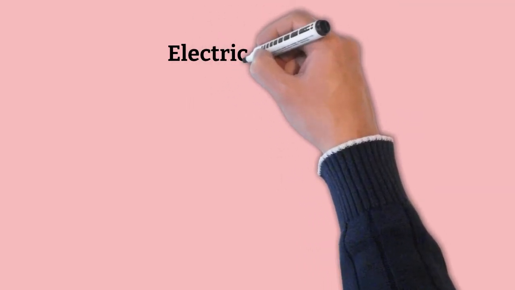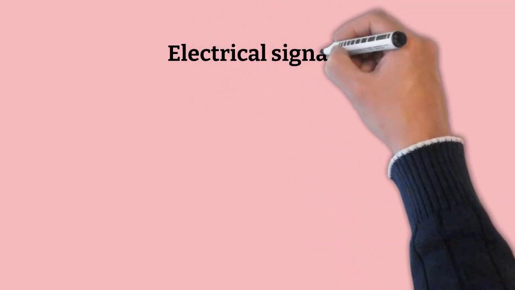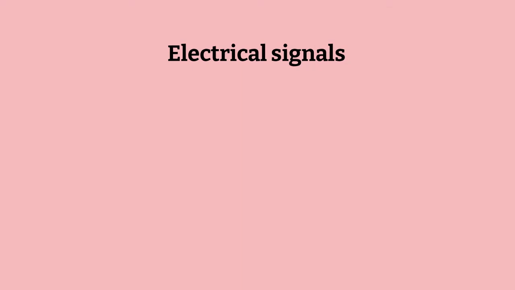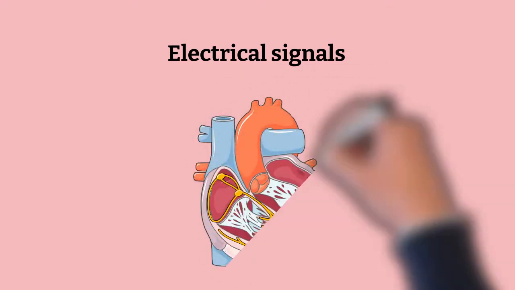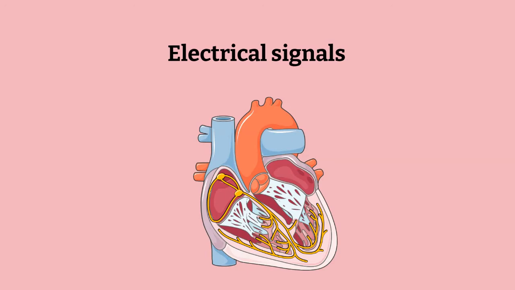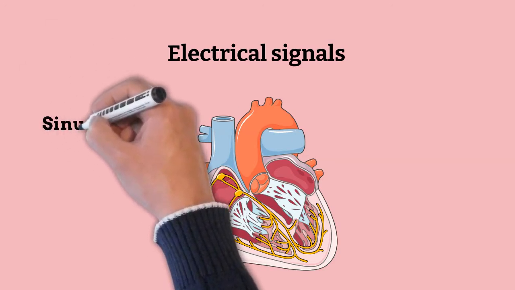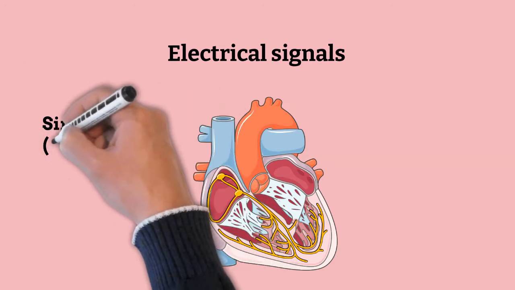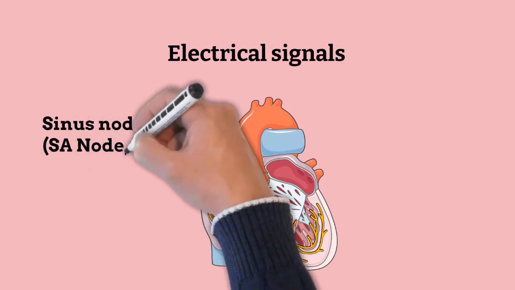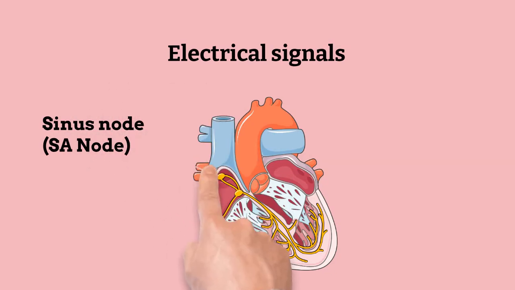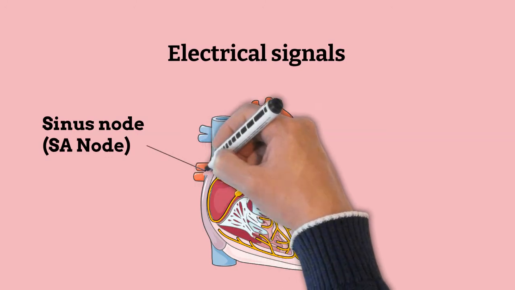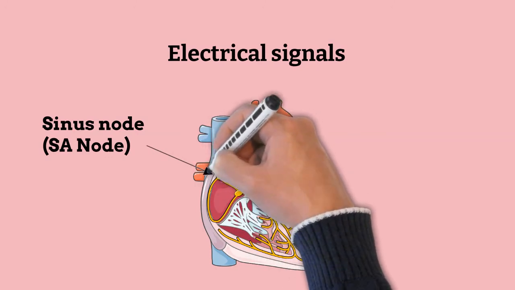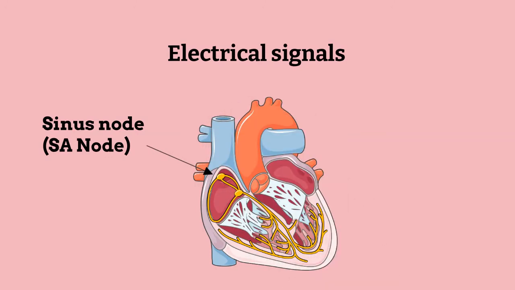How are the heartbeats controlled by a system of electrical signals in the heart? The sinus node, or sinoatrial node, is a small area of tissue in the wall of the right atrium. It sends out an electrical signal to start the contracting of the heart muscle. This node is called the pacemaker of the heart because it sets the rate of the heartbeat and causes the rest of the heart to contract in its rhythm.